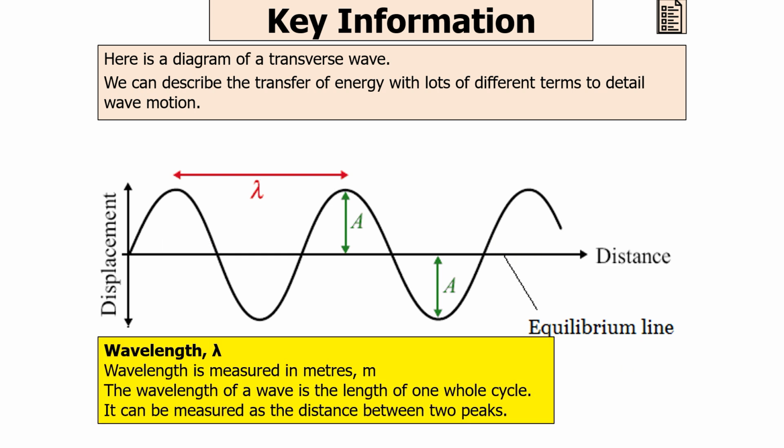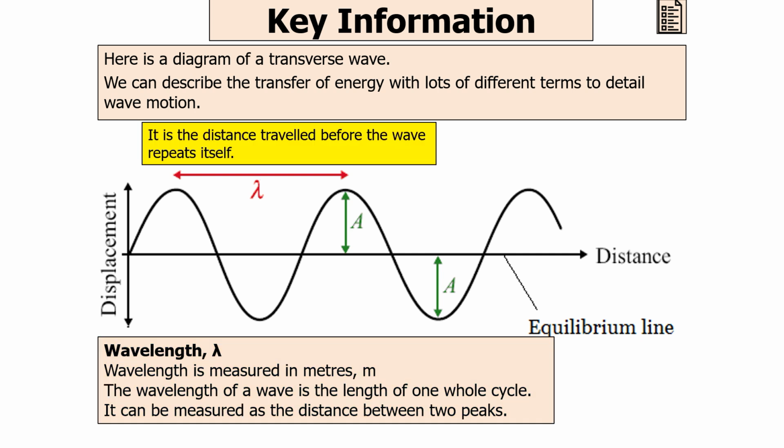Now the wavelength is measured in meters, and the wavelength of a wave is the length of one whole cycle. It can be measured as the distance between two peaks. It is the distance travelled before the wave repeats itself.